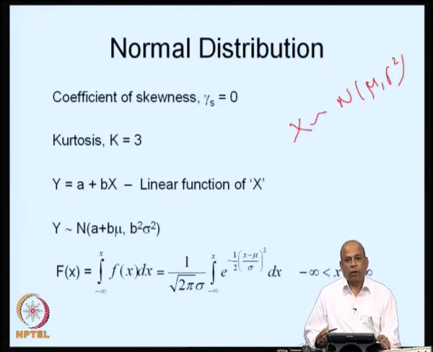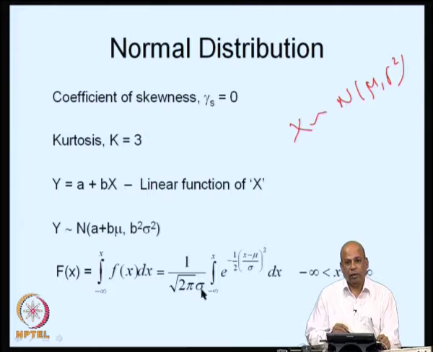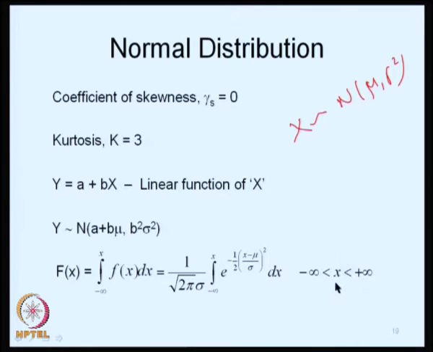Now we look at the CDF of x. So, F of x is given by minus infinity to x, I am sorry, minus infinity to x. This is the CDF we are talking about, f of x dx, which will be 1 by root 2 pi into sigma, integral from minus infinity to x of e to the power minus half x minus mu by sigma the whole square dx, and this is for x varying between minus infinity to plus infinity.